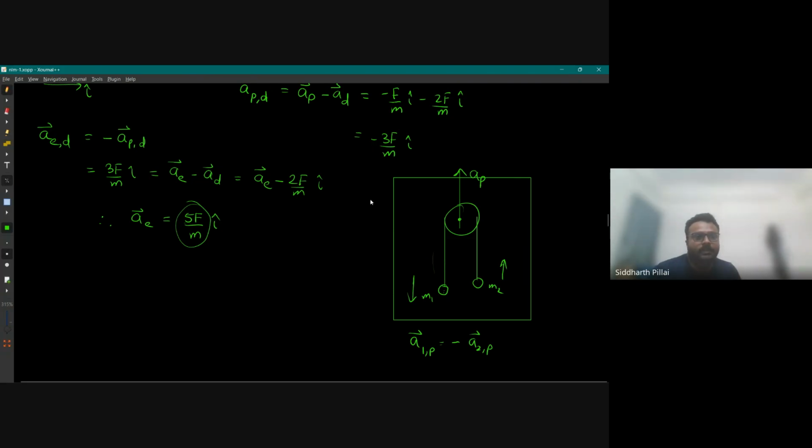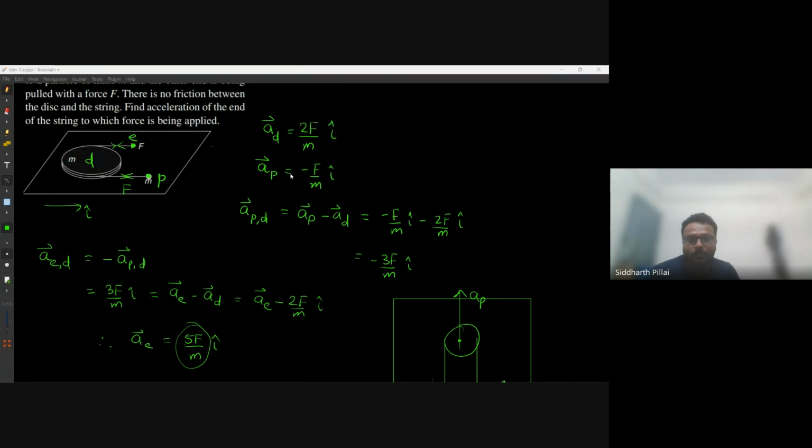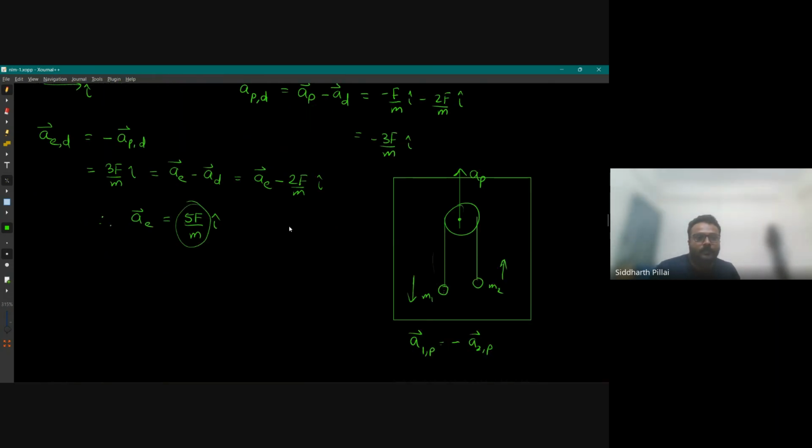Any other questions? Is this clear to everyone? Since nobody answered, that's why I'm asking. I haven't done anything, just wrote everything in vector form, even though it's just in the same I cap direction, I cap and minus I cap. But writing like this ensures that you will not make any mistake. Okay. All right. Let's move to the next problem now, if this is clear.